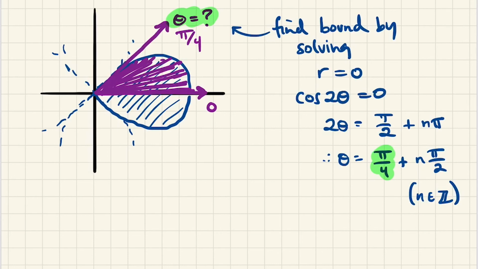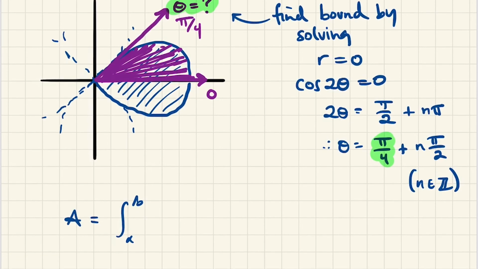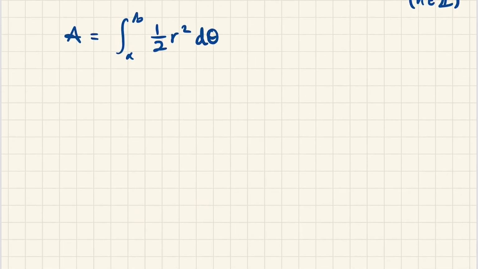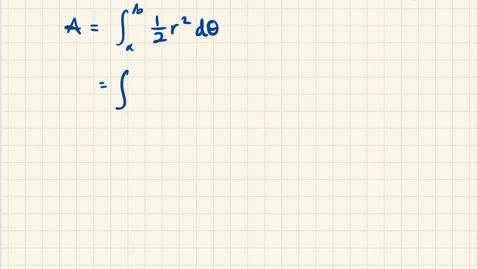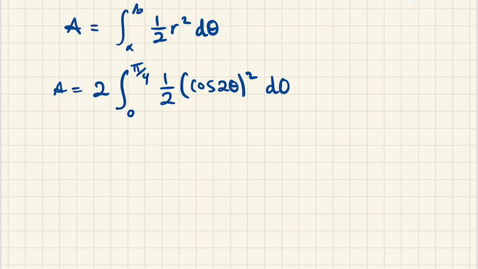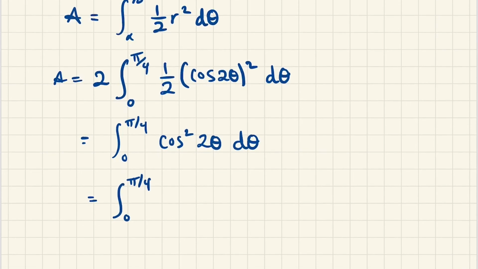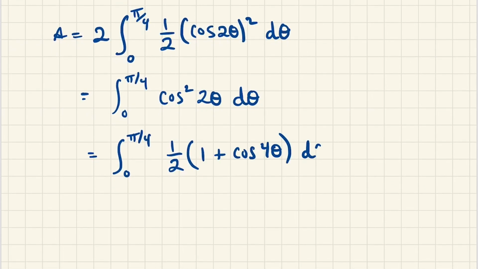So now we're going to use, of course, the formula integral from alpha to beta of 1/2 r squared d theta. So in this case, we're going to go 0 to pi over 4. But let's double our answer. So that's 2 times 1/2 r, which is cosine of 2 theta, quantity squared d theta. So there's our setup. Well, it's nice that the 2 and the 1/2 are going to cancel. And we just have cosine squared of 2 theta d theta, which of course we know to use this identity here. 2 theta doubles to 4 theta.